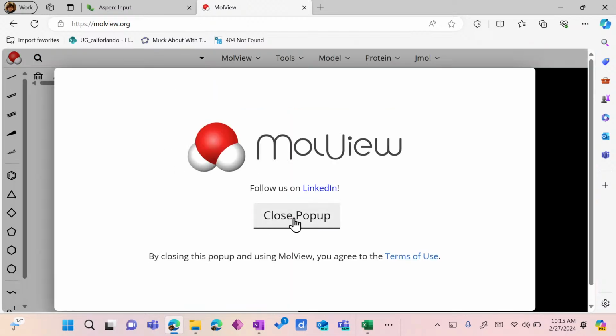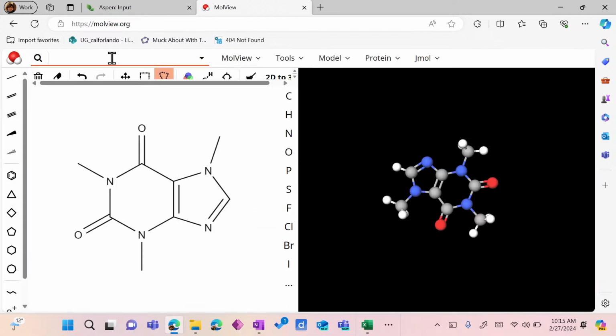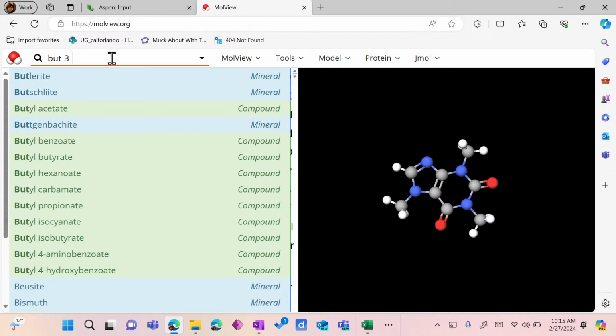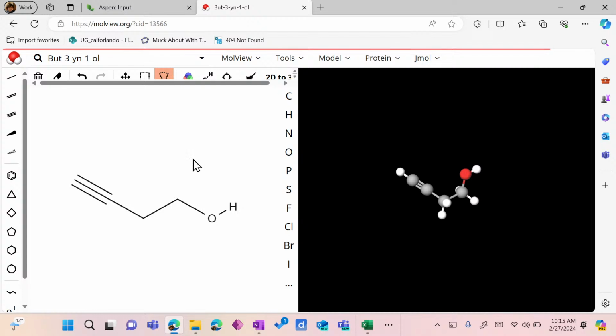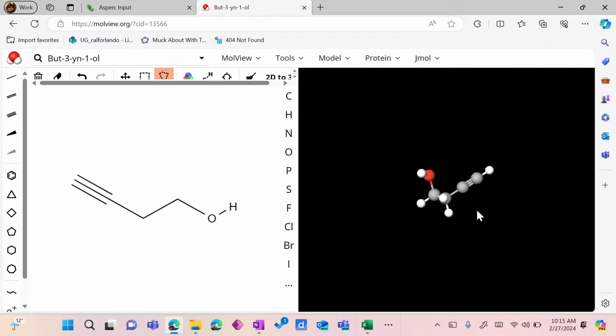Sorry? Things seem to be going faster again. I'm wondering if my little coding got all my primes for me. Anyway, what did we say that was? But-3-yn-1-ol? And look, there she is.